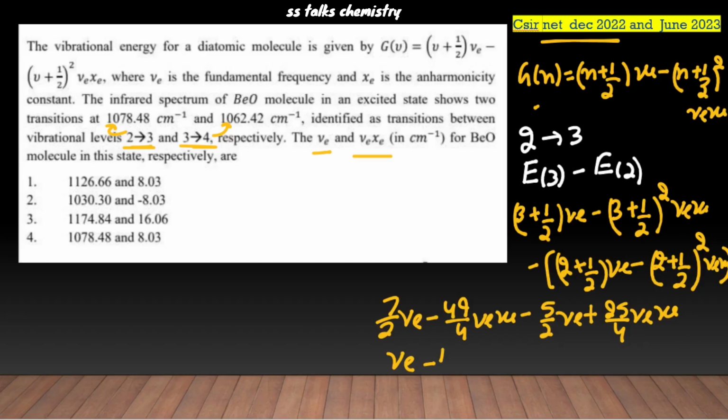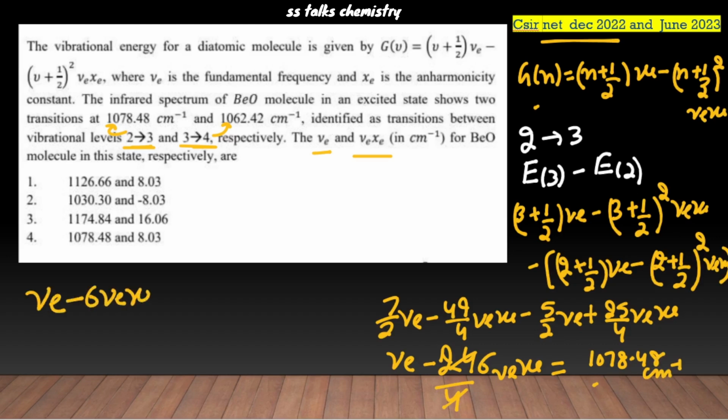so minus 24 by 4, let's just check. So it is 24 upon 4, that is 6. So 6 nu e xe. So it becomes nu e minus 6 nu e xe. This value is 1078.48 centimeter inverse. So the first equation we have got is nu e minus 6 nu e xe equals 1078.48 centimeter inverse.